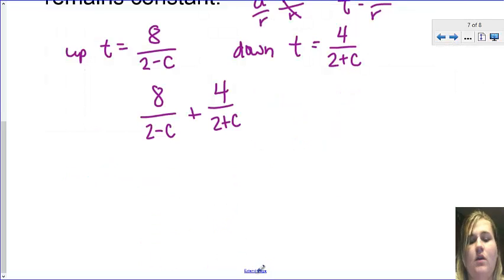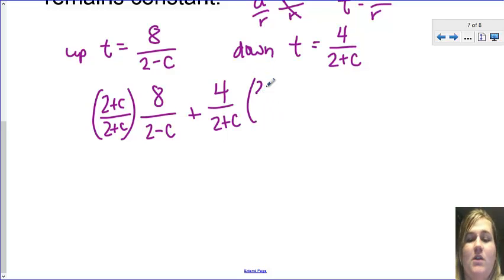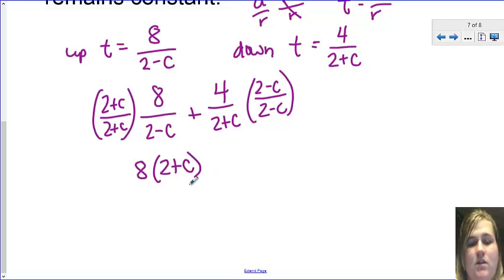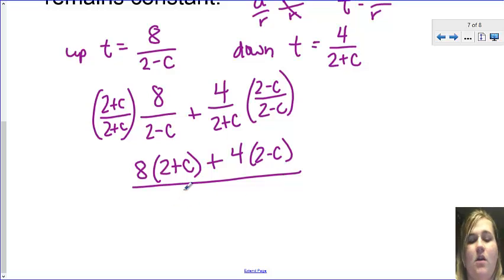On this one we can't just divide by -1 because the 2 is positive in both of these. So we're going to have to multiply by the opposite denominator for each fraction. On the first fraction, I'm going to multiply by 2 plus c over 2 plus c. And on the second fraction, I'm going to multiply by 2 minus c over 2 minus c. So for the first one, I have 8 times 2 plus c, and then the second one I have 4 times 2 minus c, all over my common denominator, which is 2 plus c times 2 minus c.